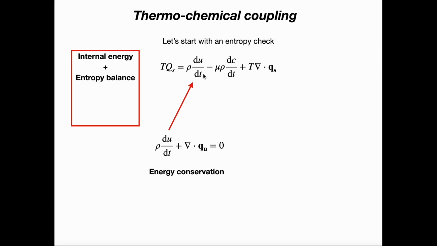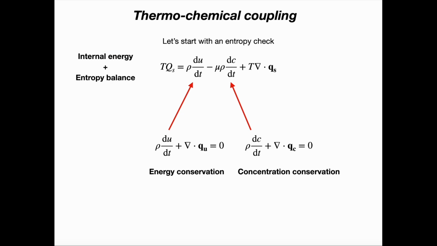We have du/dt in this equation, and du/dt can be replaced by minus divergence of Qu using the energy conservation law. So we are going to substitute du/dt by minus divergence of Qu. There is also another term here, which is rho dC/dt. What about this term? What can we use there? Remember, now we have a concentration conservation law, and we are going to be able to substitute rho dC/dt by minus divergence of Qc.